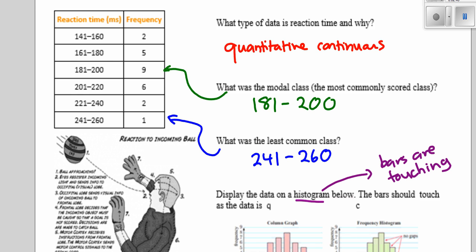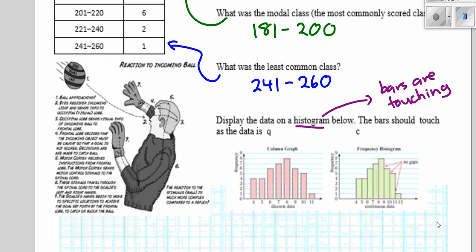Why should they touch? Because the data on a histogram is continuous data, meaning there's no break in the data. Whereas if we're talking about discrete data, like how many siblings you have, either 4 or 5, you don't have 4.5 siblings. So for discrete data, bar charts or column graphs have breaks; histograms are touching. That's just something about the reaction time.